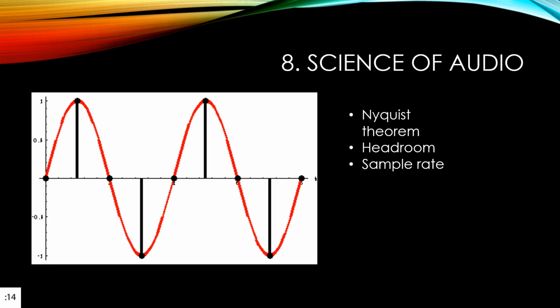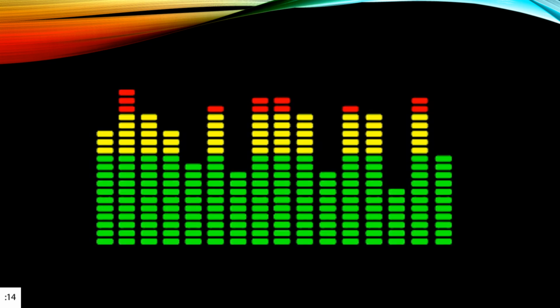One last topic that we learned from audio was the science of audio, such as Nyquist theorem, which is the theorem of using 2 samples per wavelength to create an efficient and clean sound from whatever you're recording. In the science of audio, we also talked about headroom, which is the safe space for audio to be at for volume to prevent clipping or loss of any information through the recording.